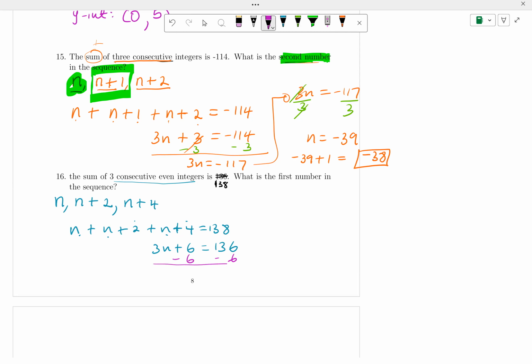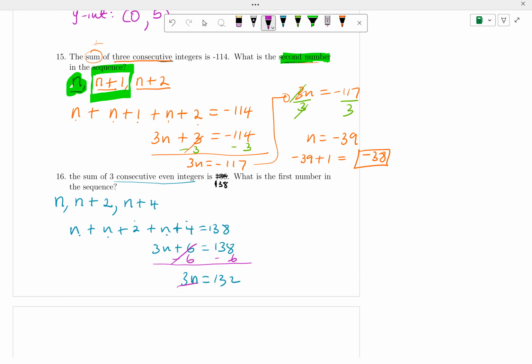We end up having, I should have changed that to 138. I don't know why I wrote 136. This is 138. I'm sorry, guys. I was so confused for a second. So that goes away. So we have 3n equals 132. And then, of course, the last step is to divide both sides by 3.